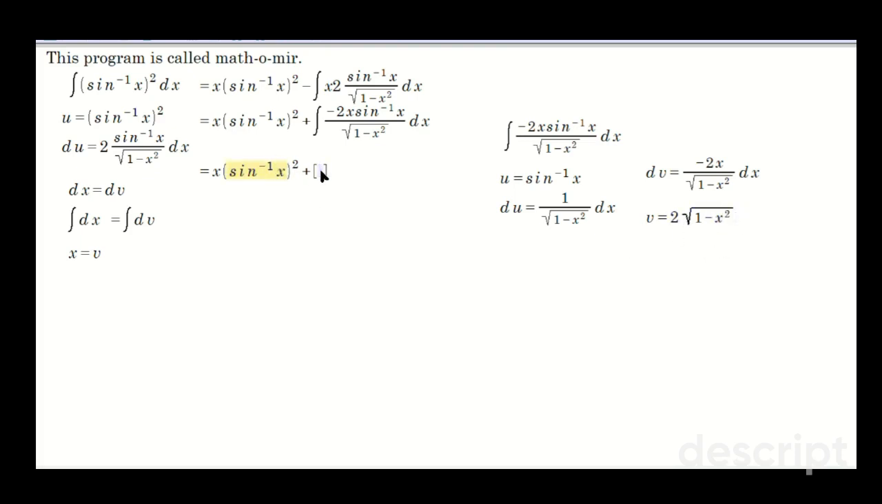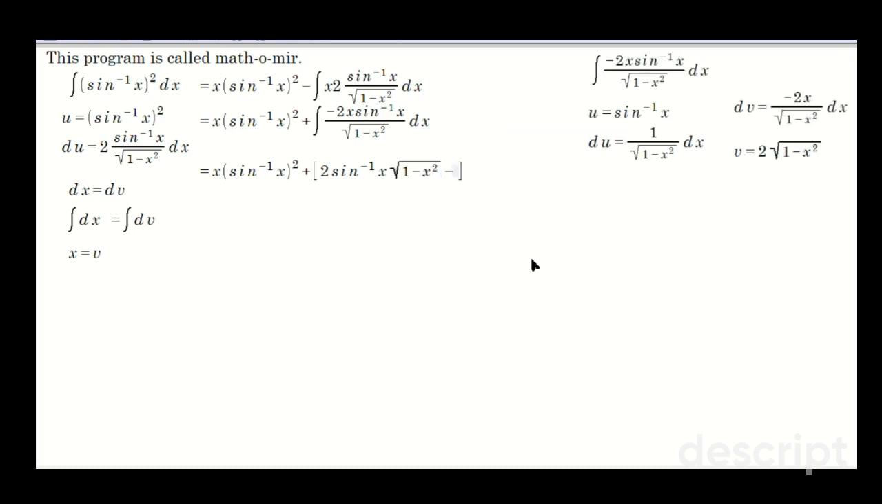So I'm back in my brackets now, and now we write out the process again. Another u times v. So it's going to be 2 sine inverse x times the root of 1 minus x squared. So I'm using this u here, sine inverse of x, and this v, 2 times the root of 1 minus x squared. But then you have to do another minus, basically, the integral of v du. So this version of v, which is 2 root of 1 minus x squared. And the du here is 1 over the root of 1 minus x squared dx.